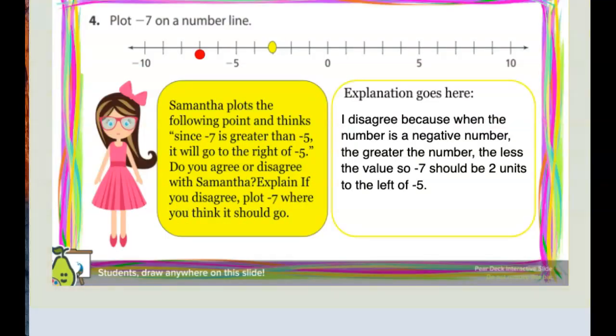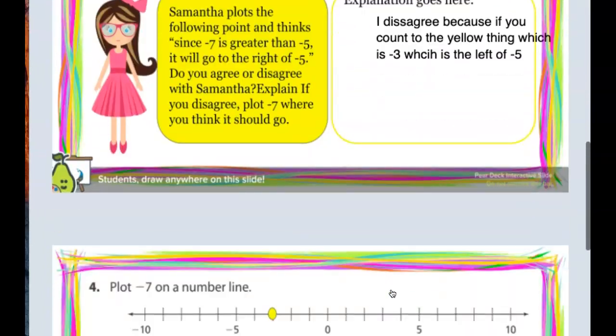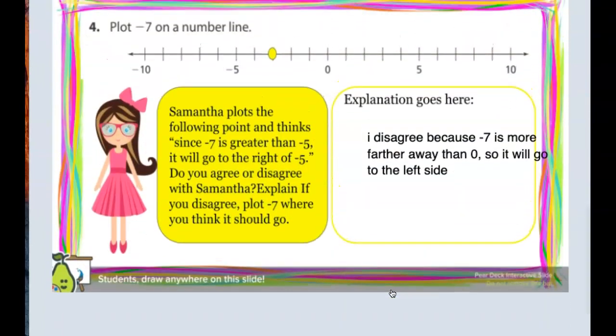I disagree because when the number is a negative number, the greater the number, the less the value. So -7 would be two units to the left of -5. That is correct. Can I add on to my answer? Yes, definitely. So I disagree because -5 is greater than -7 because -5 is closer to the 0, which means it's a bit greater. And for negatives, the bigger the number, the less the value.